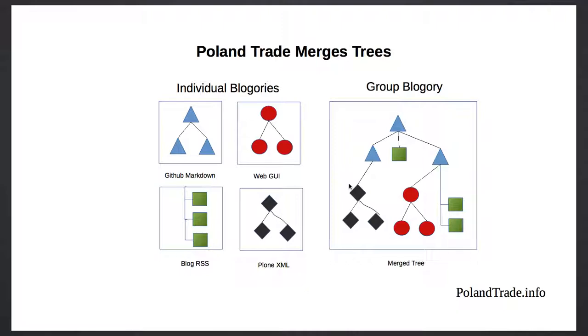There are other content management systems. Plone is a content management system. It also manages things as a tree on the right-hand side, but it only has a single tree. What makes Poland Trade unique is it has two trees. It has the tree for each individual contributor, and it merges them. So it's reasonably easy to imagine that we could have a tree for every province, and that could have the URL of the province, and then we could also have the merge tree.